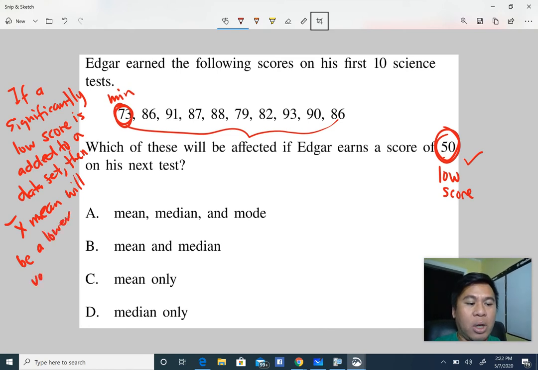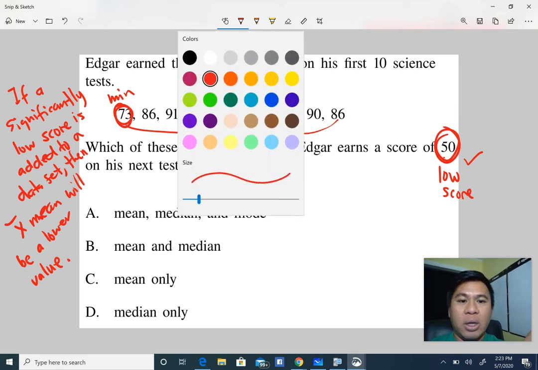And in fact, we don't need to actually use a Desmos or calculator to do this anymore, just by observing it. But if you want to do calculator work on this, then you can also do that. Next one. So we know that the mean will be changed in here. The next one is our median. In this case, since we added a low score, then that means our middle point will be a different value already in here.